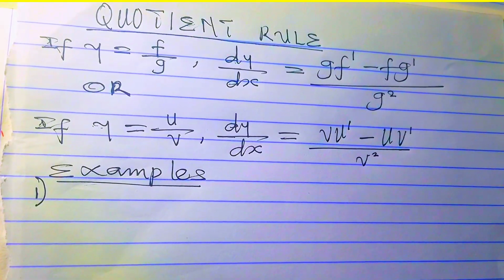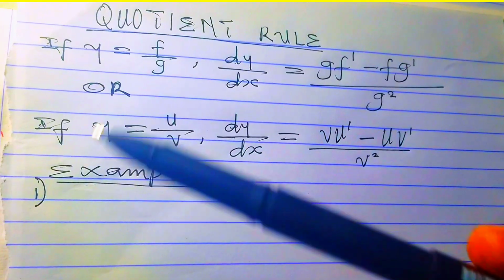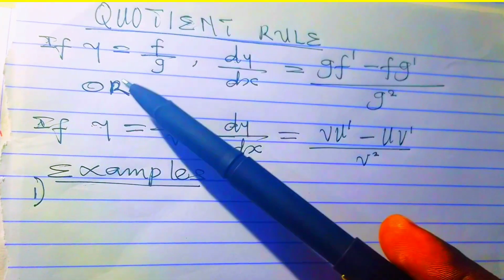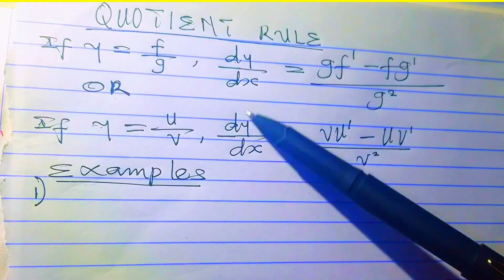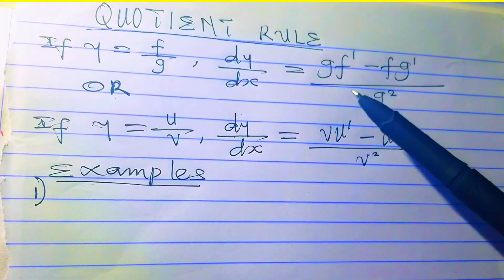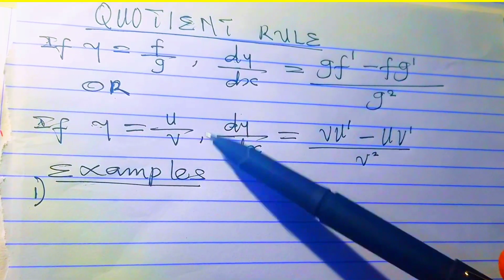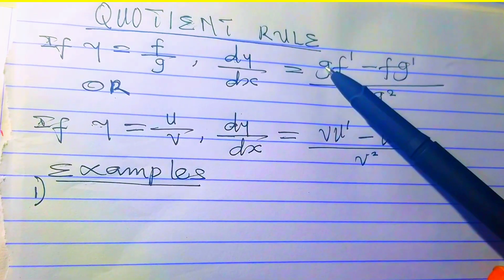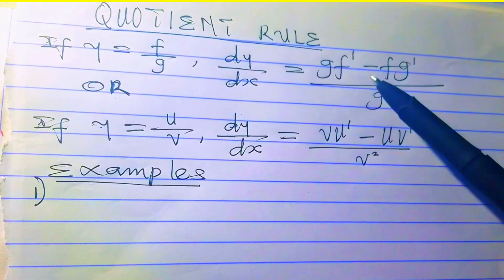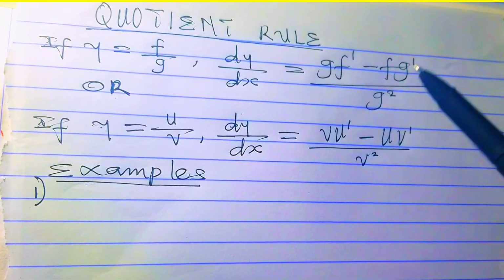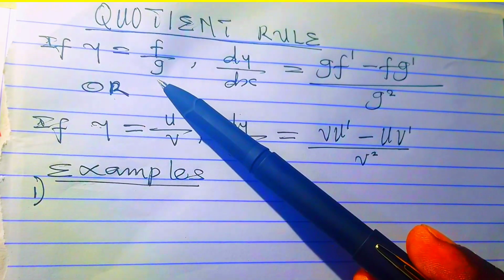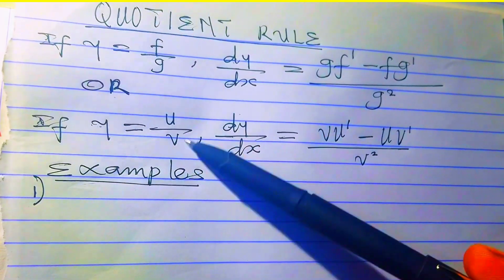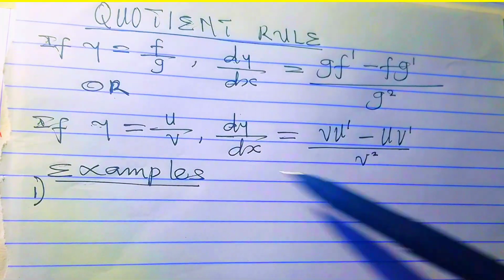So let's see some set of questions here. Quotient rule says that if y equals f over g, then differentiating y with respect to x, we differentiate f and then we differentiate g. And then it comes this way: g multiplied by the differential value of f, minus f multiplied by the differential value of g, over g squared. Basically, it's over the denominator squared. Or you can also write it in terms of u over v. It's still the same thing.